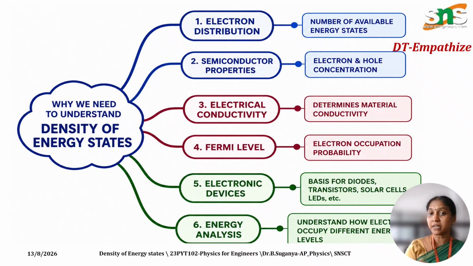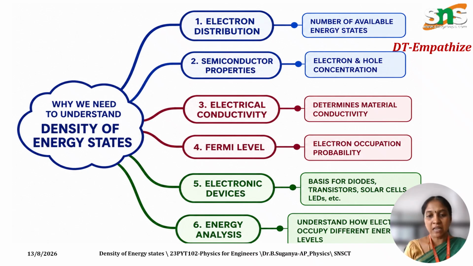Then the material semiconducting property, that means electrons and hole concentration that we can find. Next is electrical conductivity, so it determines the material conductivity. Next is the Fermi level. Fermi level is used for electron occupation probability. Next, electronic devices: basics for diodes, transistors, solar cells, and light emitting diodes, etc.